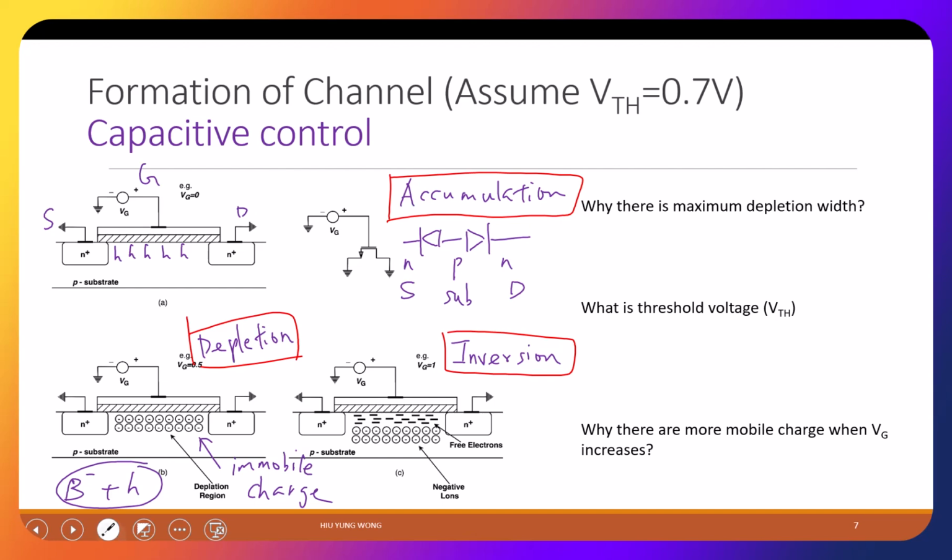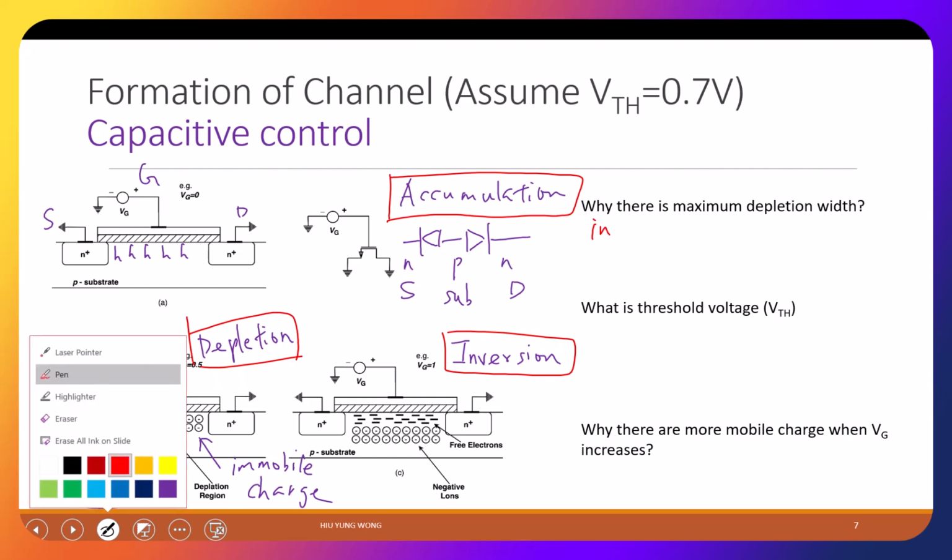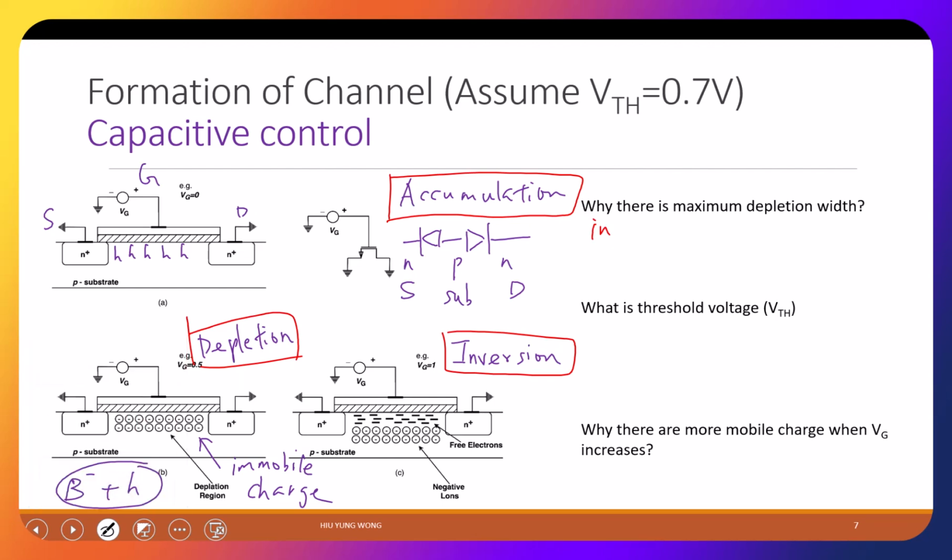A few things not that important, but I want to mention why I don't keep depleting, and then instead of attracting electrons, it's just the electrostatics. And when you attract the electrons, the inversion layer, maybe I should use blue.